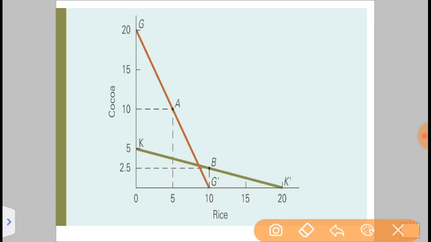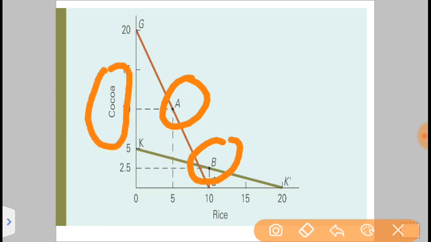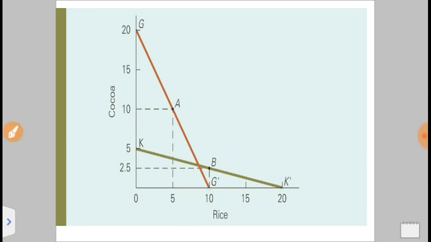Now in the graph we can see that there are two production possibility curves. Here is the production possibility curve shown as GG1, another one is KK1. GG1 is the production possibility curve of country A, and KK1 is the production possibility curve of country B. There are two products, which are cocoa and rice. By using the same amount of resources and the same amount of labor, now we can check how much country A and country B are producing and how trade happens between these two countries.